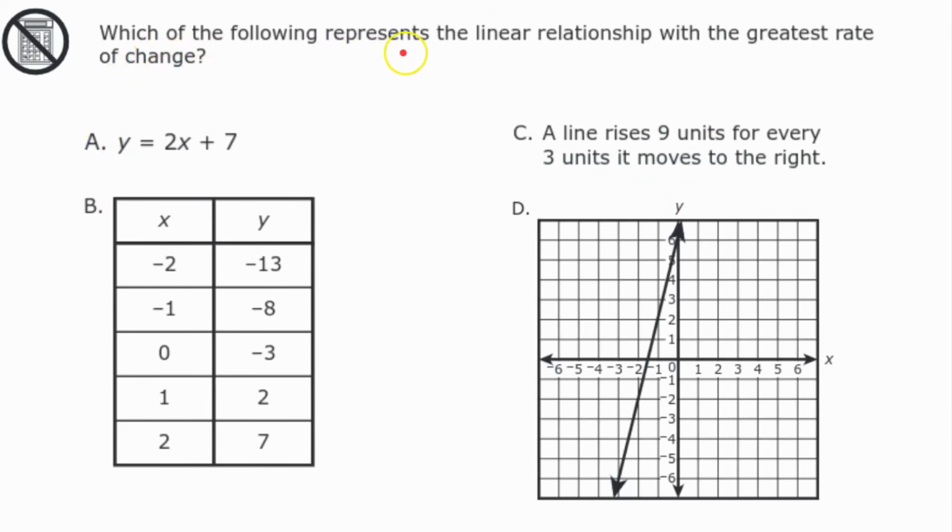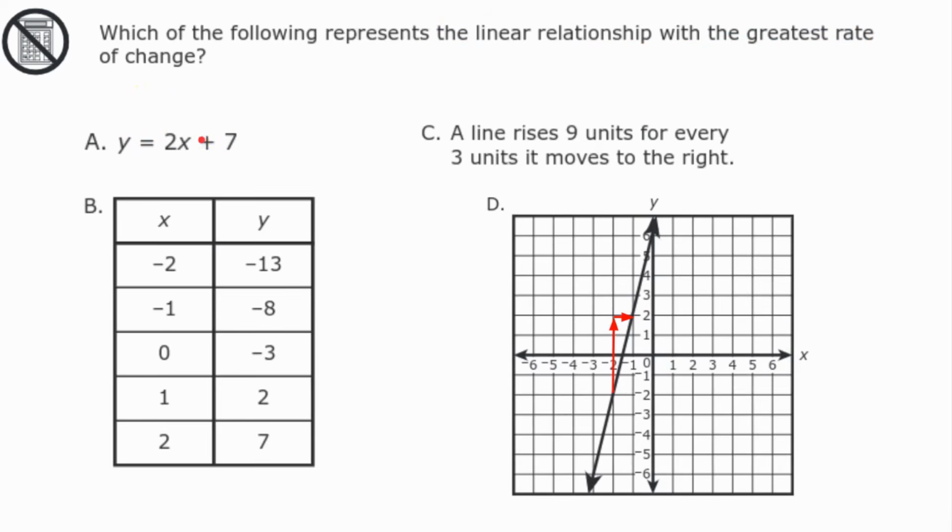Which of the following represents the linear relationship with the greatest rate of change? Pause now and come back when you're ready. Welcome back. So the greatest rate of change, when they talk about rate of change, they're talking about the slope. So in the first choice, our rate of change is our slope, which is 2. y equals mx plus b, m being the slope.